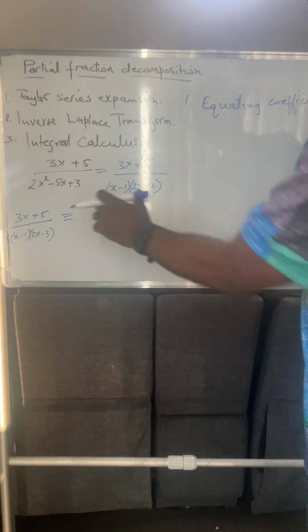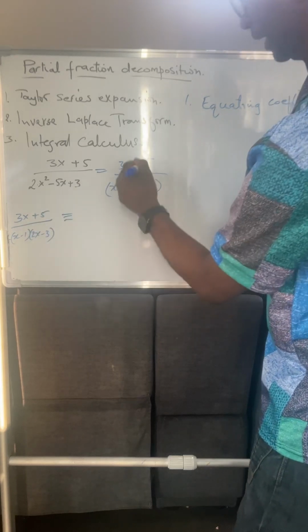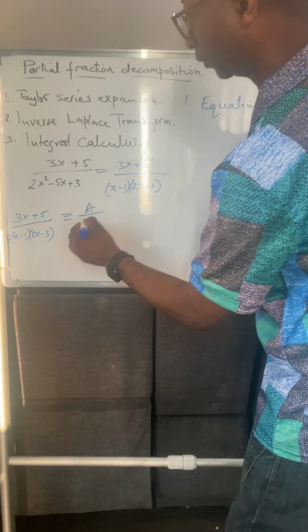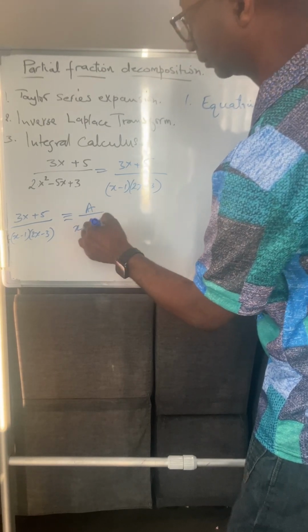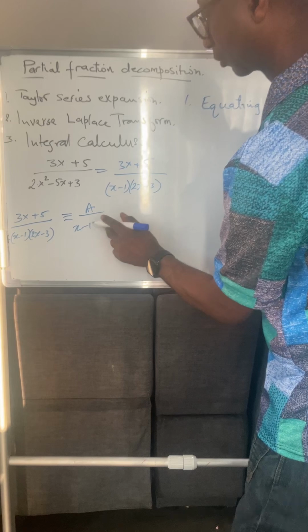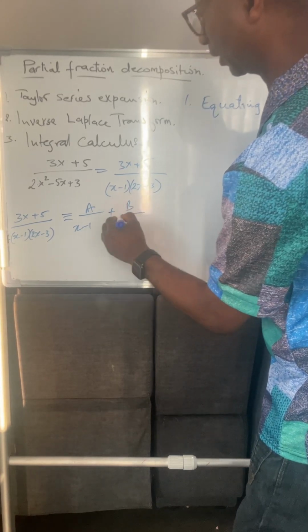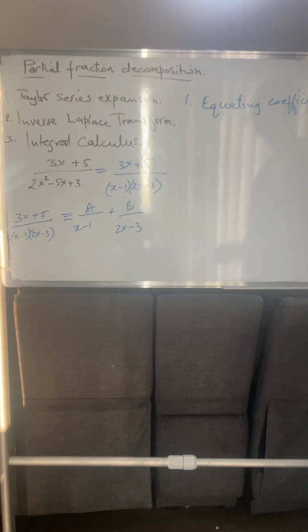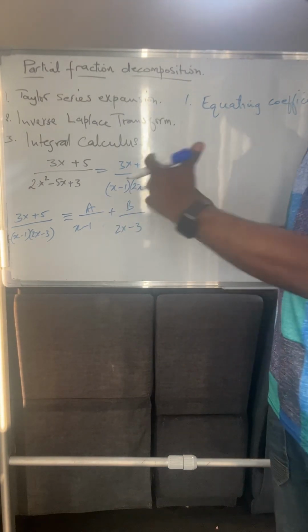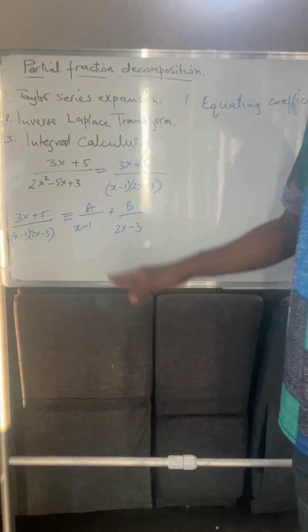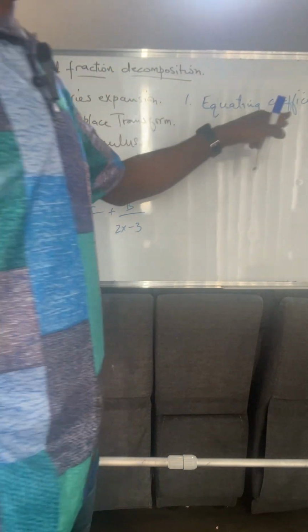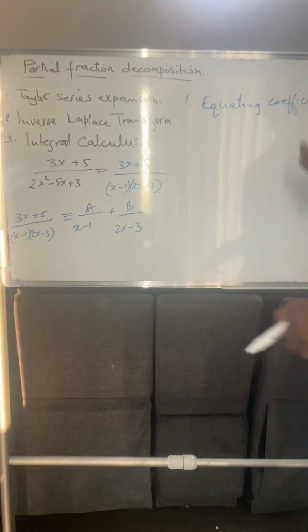So now we know this can be broken down into A, we give it an unknown, all over x minus 1, plus B all over 2x minus 3. And then we want to find, because we want to break it down into fractions, we don't know what A is, we don't know what B is. This is what we are going to find using the method of equating coefficients.